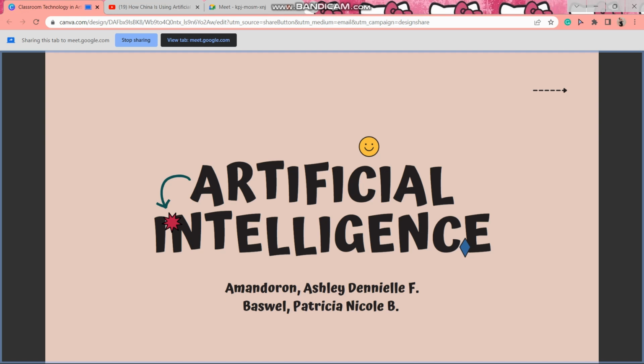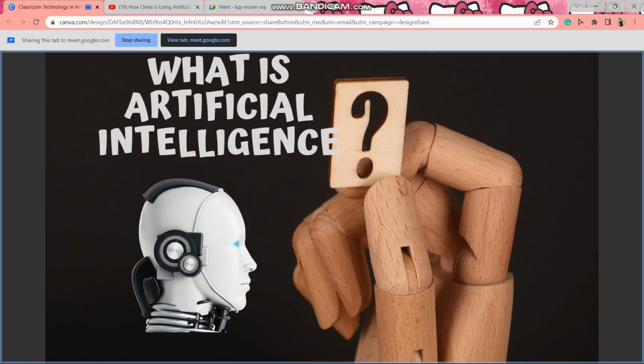Our report is about artificial intelligence. First is, what is artificial intelligence? Artificial intelligence is the ability of a digital computer or computer-controlled robot to perform tasks commonly associated with intelligent beings. The term is frequently applied to the project of developing systems endowed with the intellectual processes characteristic of humans, such as the ability to reason, discover meaning, generalize, or learn from experience.